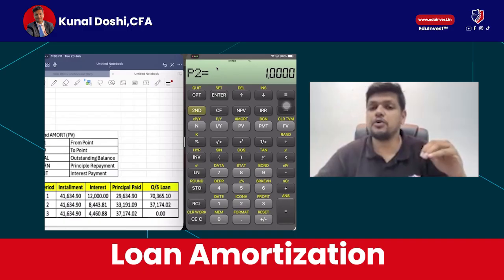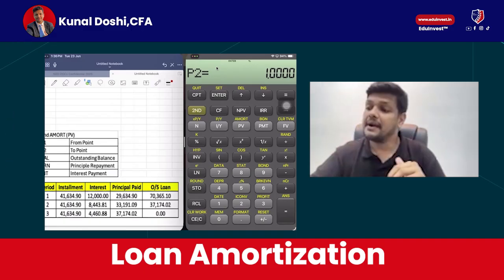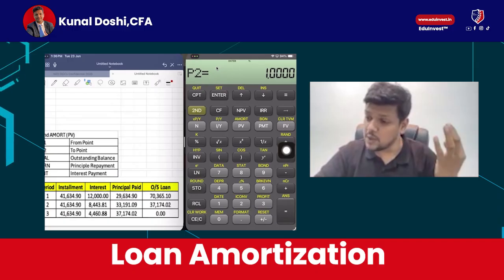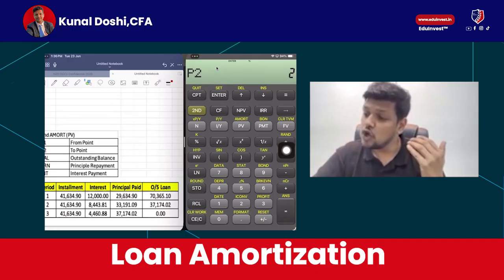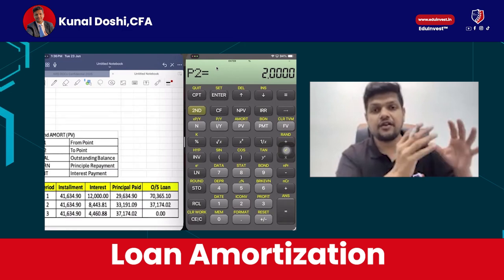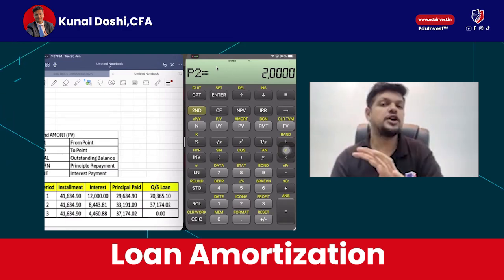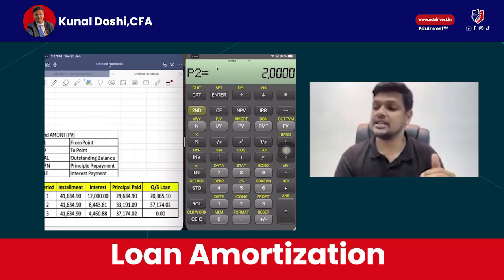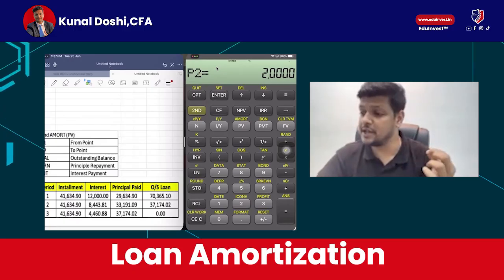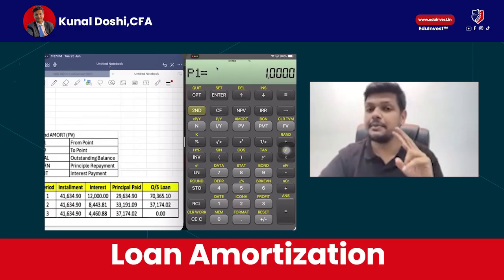So for example, if I put P1 and P2 as 1, that means it is for 1 year only. But if I put P1 as 1 and P2 as 2, it will give me the cumulative answer for 2 years. It's like from point to point. So if you want to find each year's component of principal and interest, you'll have to put the same P1, P2. So I will put P2 also as 1, enter. So my P1 and P2 are 1.